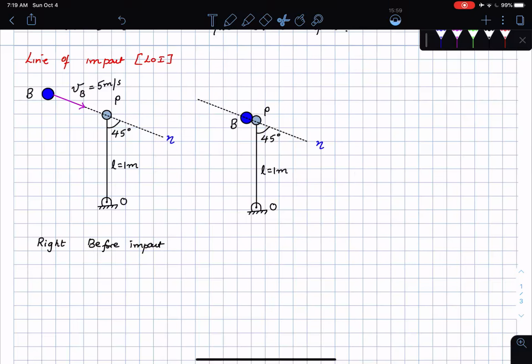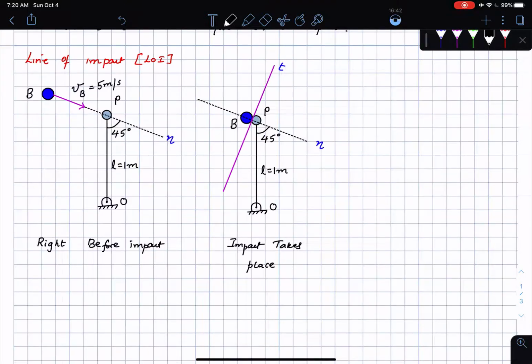Why have I chosen this direction to be the normal direction? Because if I draw a tangential line here at the contact, you see this is going to be perpendicular to the normal line. So this is going to be my tangent line t. So t is perpendicular to n, and that's why I call it the normal direction and the tangential direction. So t and n are perpendicular to each other during impact.